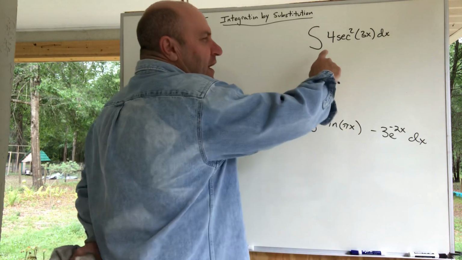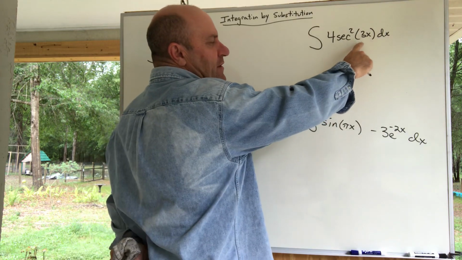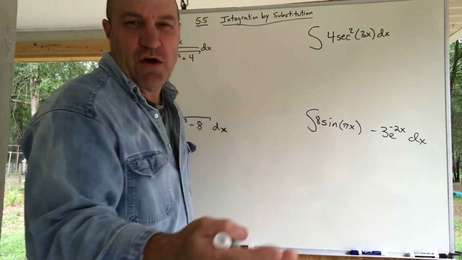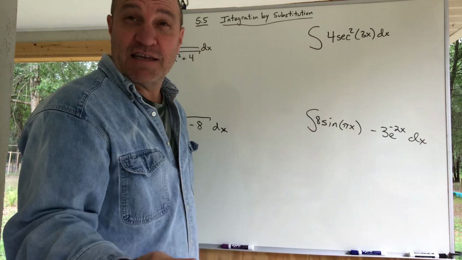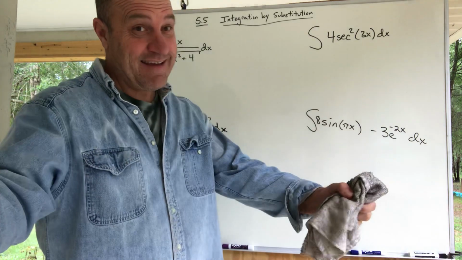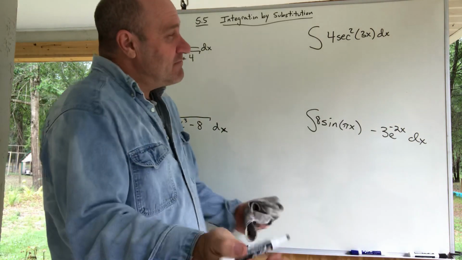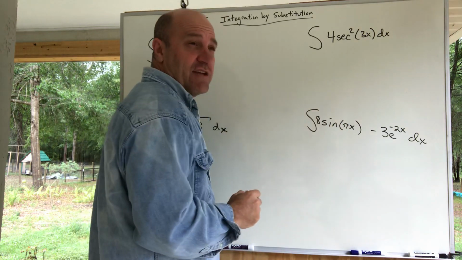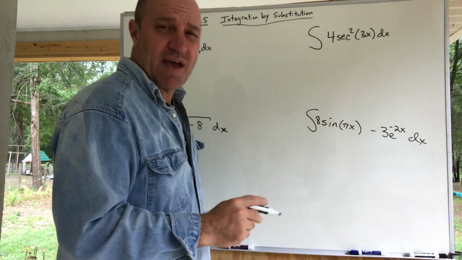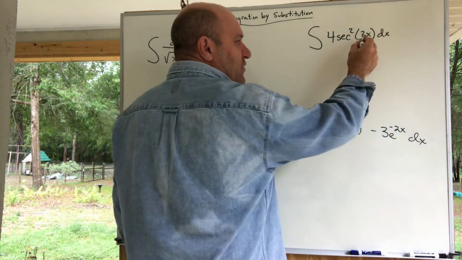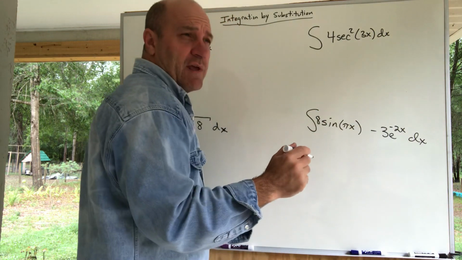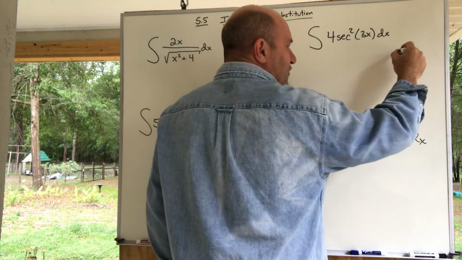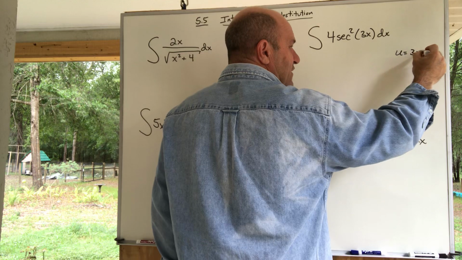This is 4 secant squared 3x. We should know the antiderivative of secant squared is tangent, so we probably think that the answer is tangent 3x. It is tangent 3x, but technically you have to do a little U-substitution on the 3x, and anyway, I'll do the steps. Some of these I get to where I can do these in my head.